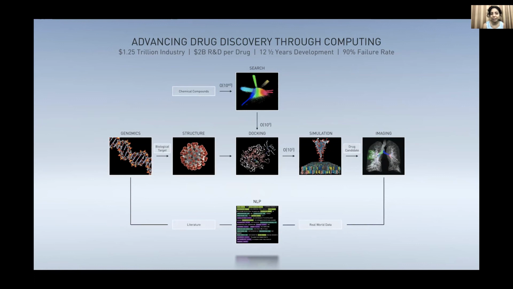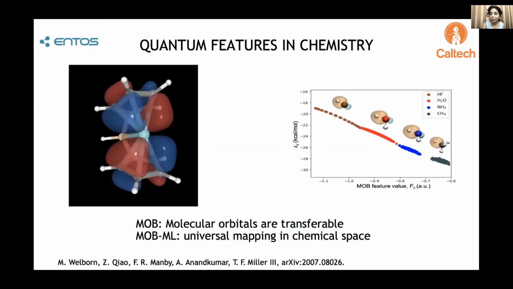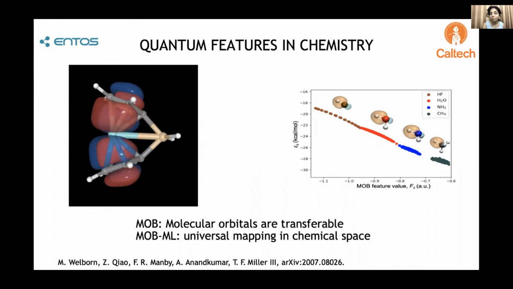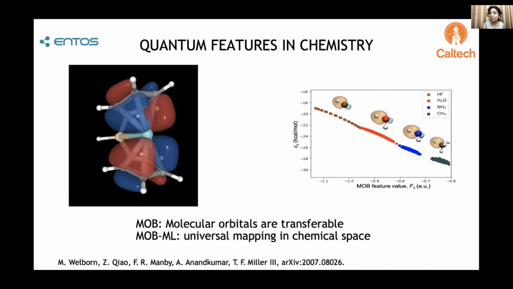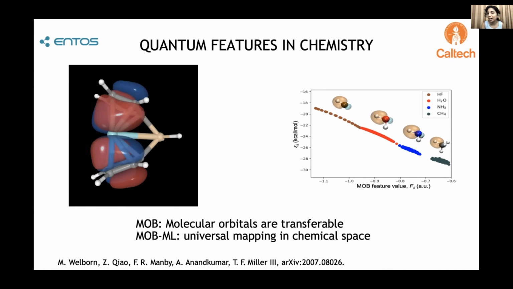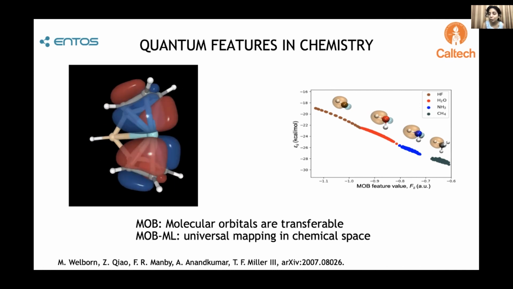So if we can even speed up the first part and search this more effectively and use the underlying quantum calculations to accurately predict the properties of molecules, then we can hopefully get much better candidates for all different stages here. This is a project in collaboration with Tom Miller at Caltech. What we are seeing is quantum features are really effective when combined with deep learning. So instead of using deep learning end to end, combining it with domain knowledge is so crucial.